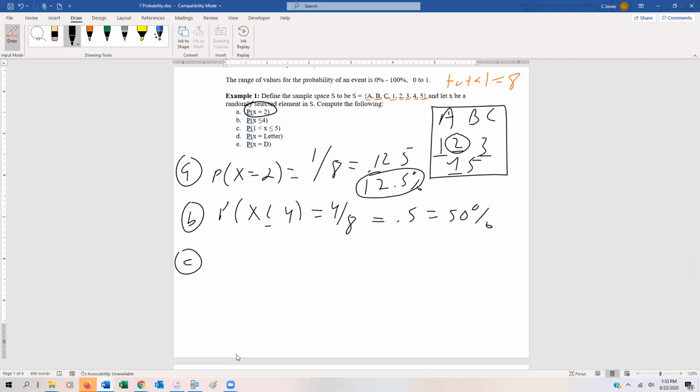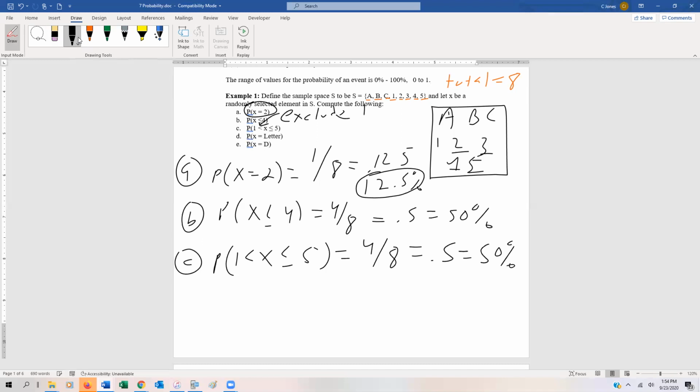Now, this one's a little bit sneaky. We say, what's the probability that x is between 1 and 5? Because the inequality is not underlined, we are going to exclude 1, but we're going to include 5. When we take a look at all the observations that satisfy this, we know that we're going to have 2, 3, 4, and 5. So that's the probability that 1 is less than x, less than or equal to 5. There are 4 observations out of 8 total that fit that criteria.